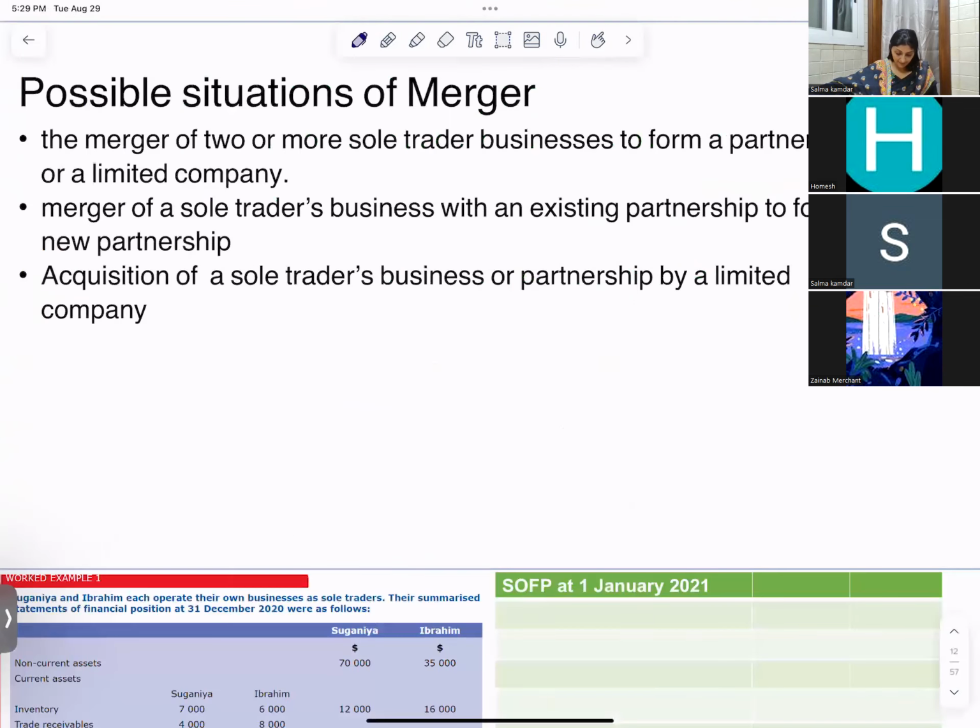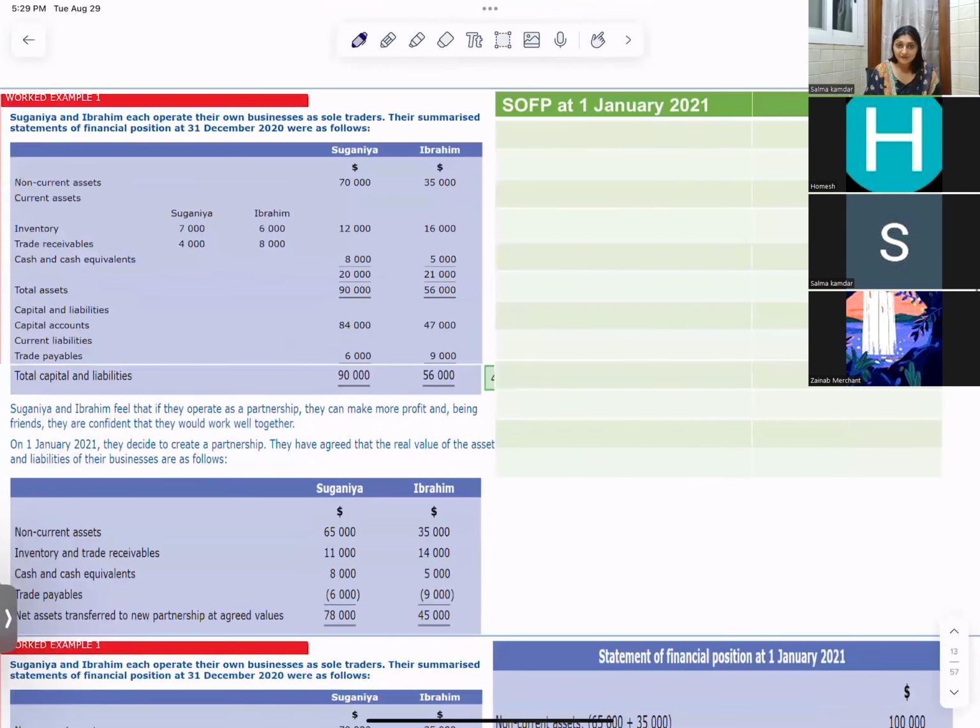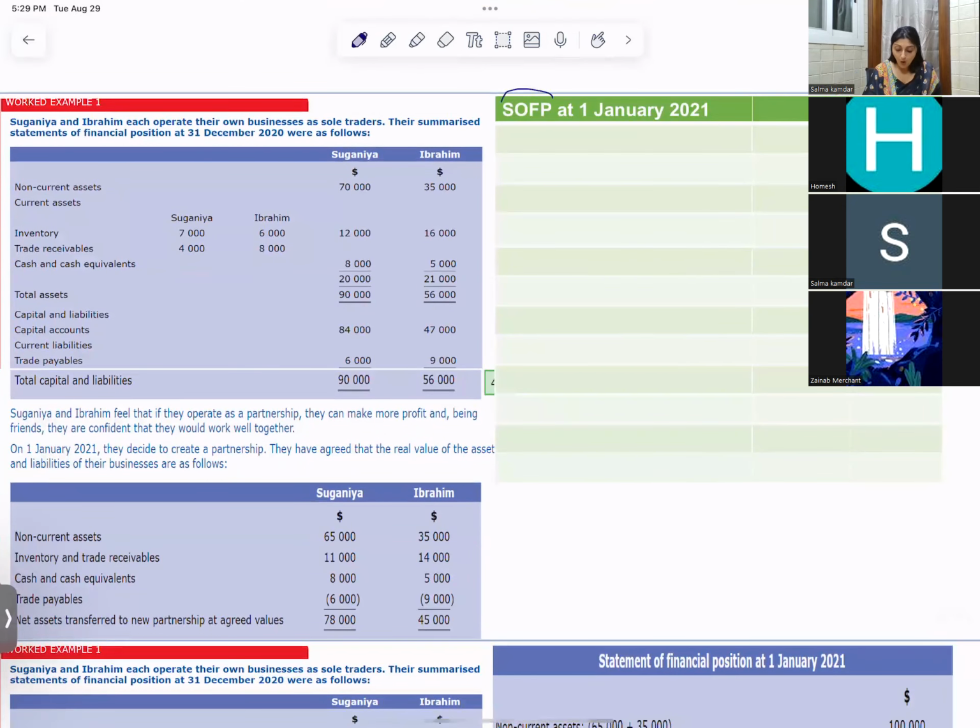Now I'm giving you a sum wherein you have to prepare the statement of financial position of the partnership firm after the merger. Read the question properly. When you're merging it, that means you're preparing a new statement of financial position, and you're basically finding the new capital balances. Try to do it. I've already shared the PPT with you, Sidra. You can do it on your PPT as well.